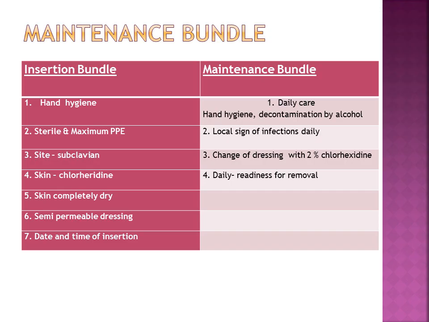In the maintenance bundle, daily care with hand hygiene and decontamination with alcohol should be done. Then local signs of infection like erythema, tenderness, warmth should be checked. Then change of dressing with 2% chlorhexidine should be done, and daily assessment for removal of the catheter or central line should be done.